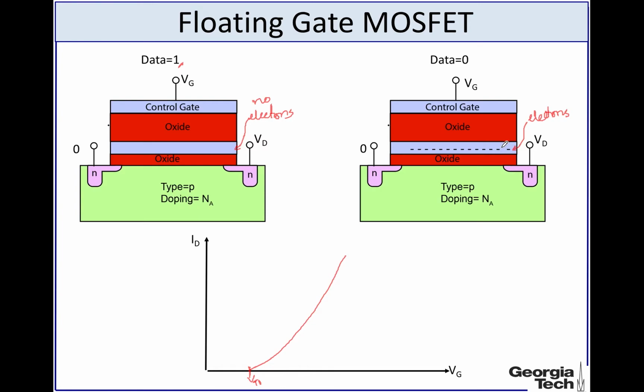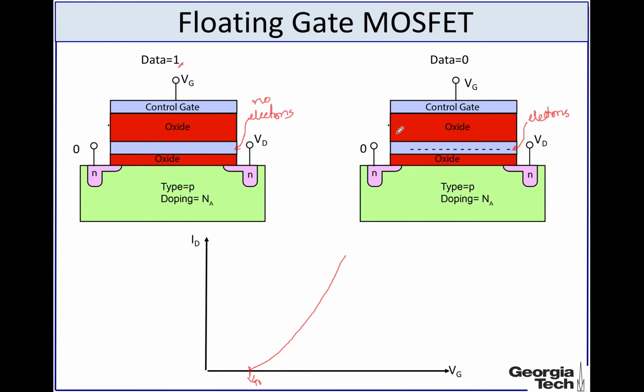Now what does this electron do? Note that this is an n-type MOSFET because the semiconductor is p-type. So if there are electrons in this floating gate, this will repel electrons at this oxide semiconductor interface. These electrons will try to repel the accumulation of electrons at this oxide semiconductor interface. What it will essentially do is that now you will need to apply a larger amount of voltage to turn this oxide semiconductor interface from p-type to n-type.